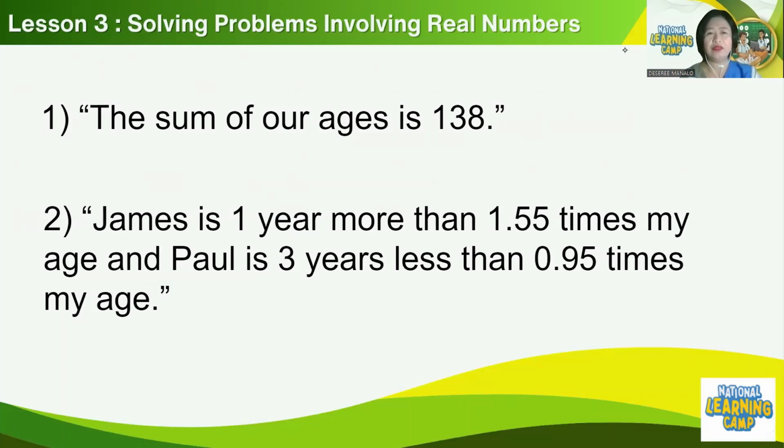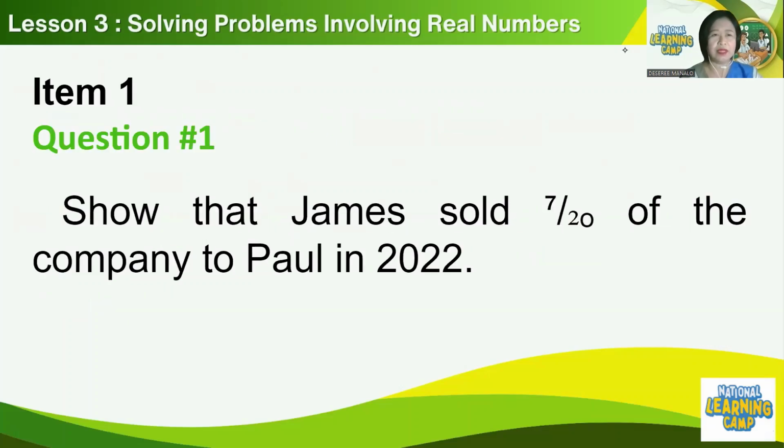1. The sum of our ages is 138. 2. James is 1 year more than 1.55 times my age and Paul is 3 years less than 95 hundredths times my age. Item 1.